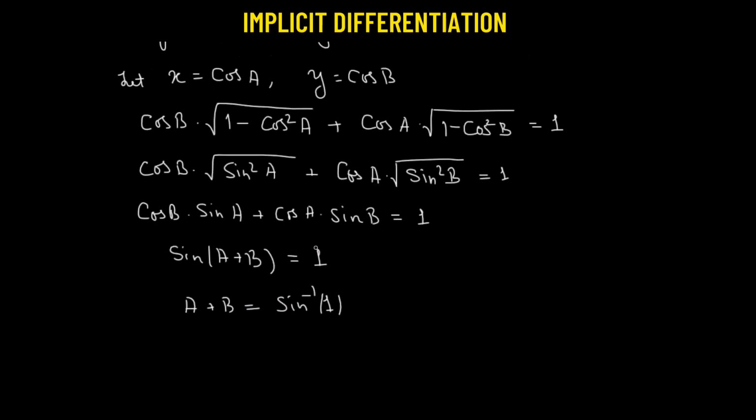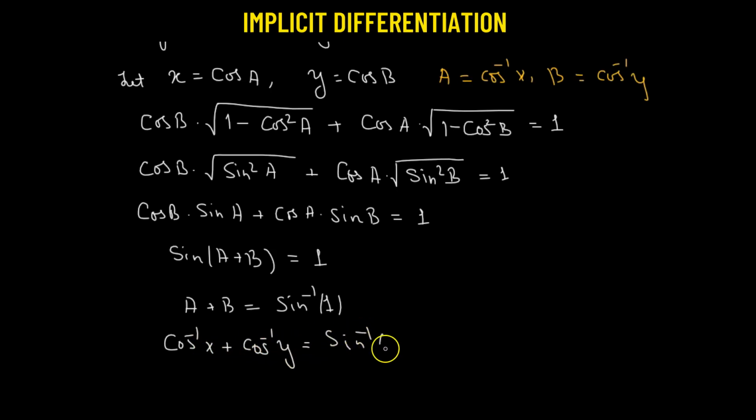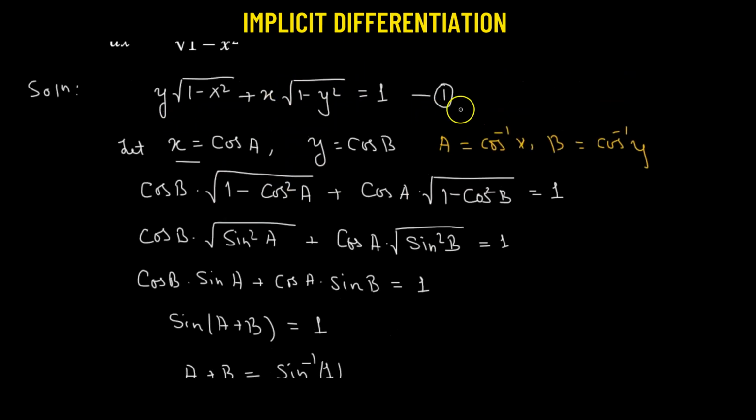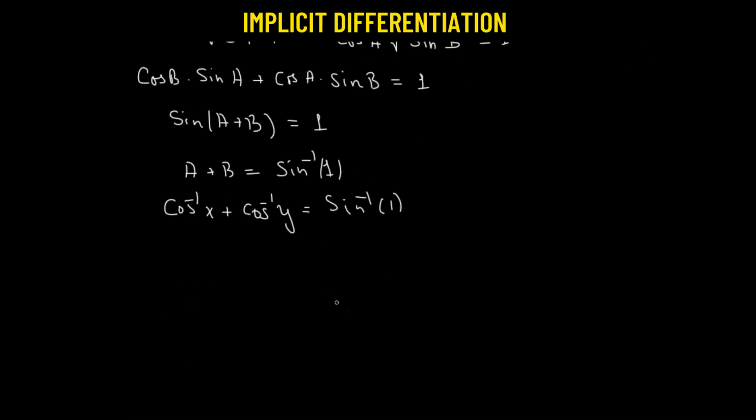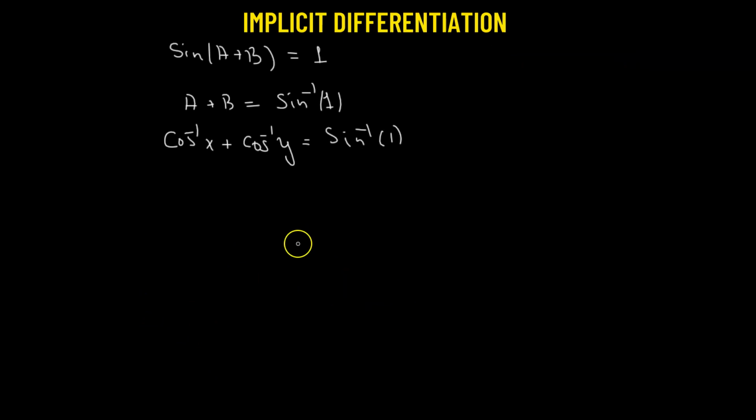Now we considered x to be equal to cosine of a. So that means a must be equal to cosine inverse of x, and b must be equal to cosine inverse of y. Right. So let's substitute this in place of a and b. Now we have cosine inverse of x plus cosine inverse of y, so that will be equal to sine inverse of 1. So what we've done, by making this trigonometric substitution, is converted our original implicit equation into this new inverse trig equation.